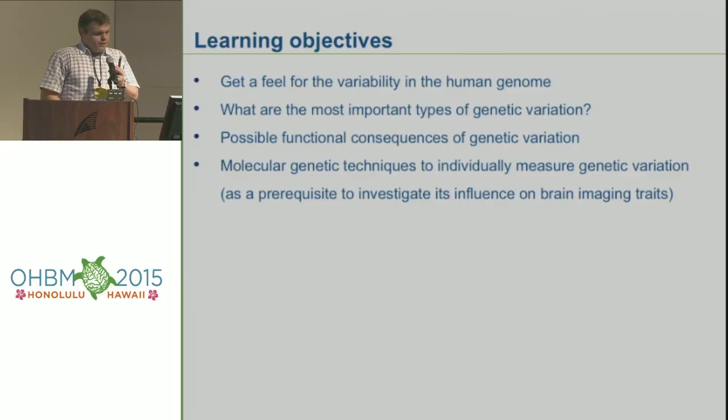Okay. So I'm going to talk about genetic variability, and what you should learn here is some fundamental knowledge. You should get a feel about the variability in the human genome. What are the most important types of genetic variation that we encounter? What are the possible functional consequences of genetic variation? And we will touch a little bit on the techniques, the molecular genetic techniques and technologies to individually measure that genetic variation, because this is what we want to do if we want to test the influence of genetic variants on brain imaging traits.